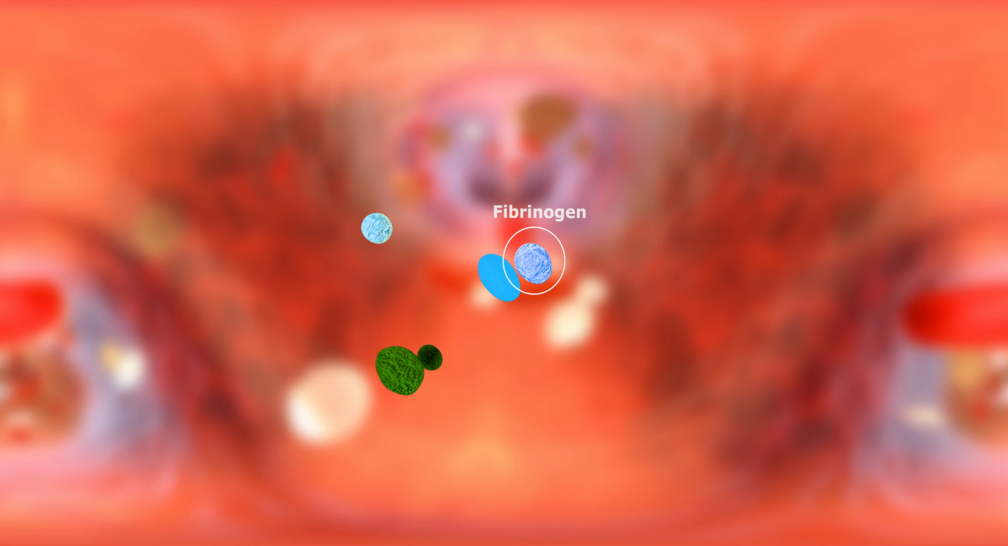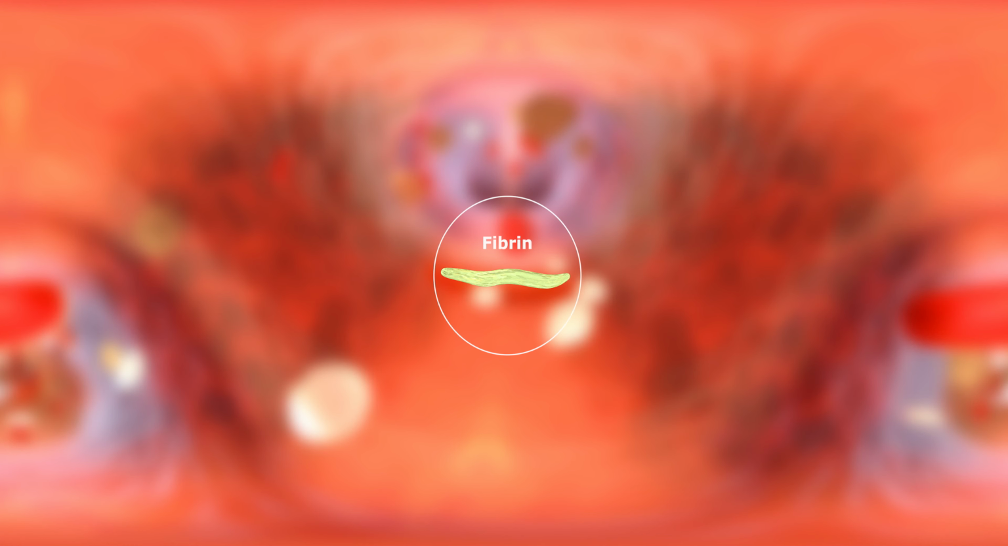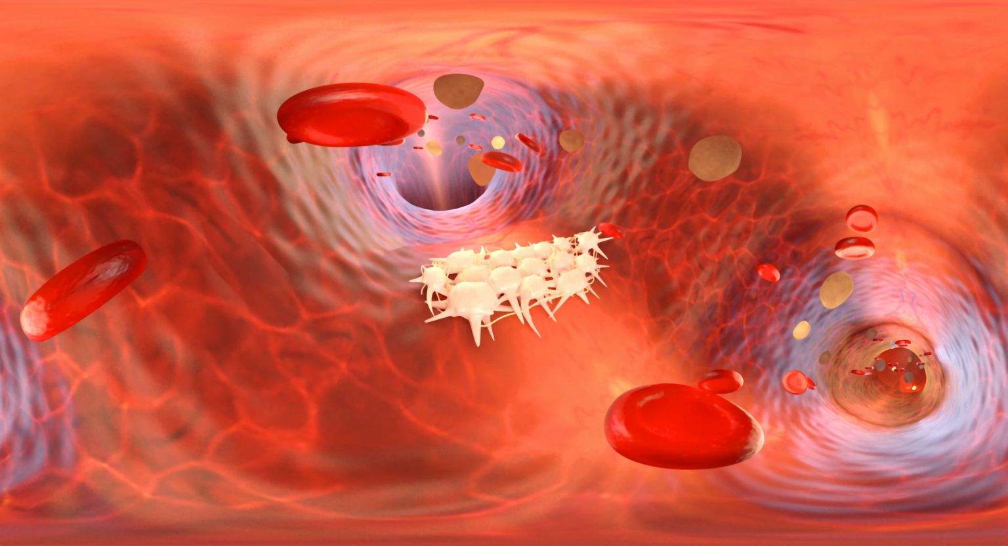This thrombin now catalyzes the conversion of fibrinogen into fibrin. These fibrin travel towards the damaged area. Here, these thread-like fibrin form the mesh.